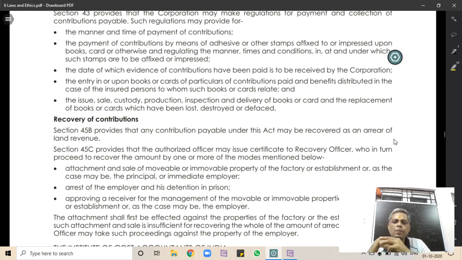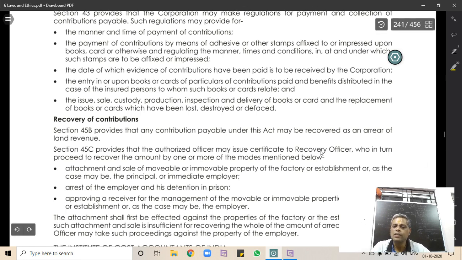Suppose a principal employer or an immediate employer has deducted some money and has not made payment to the corporation, or they are duty bound to make a payment which they have not deducted, or there can be any other legal disputes where the contribution has to be paid under this Act. So if the person who is supposed to make this payment has failed to do so, then the corporation can recover that money as an arrear of land revenue.